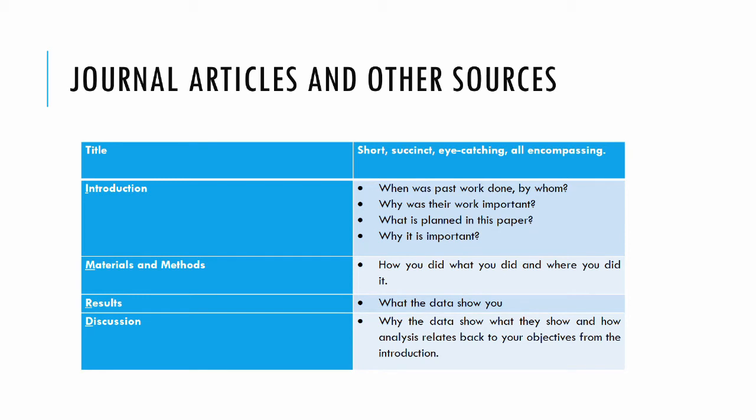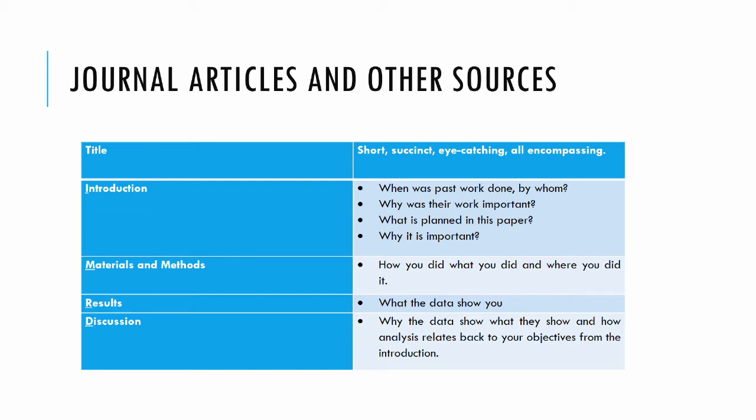So this goes back to that common IMRD format. There will obviously always be a title of a journal article, which will be short and succinct, and it should be eye-catching. This will immediately tell you whether or not you're interested in this article, so whether or not you wish to read it and potentially reference it in your work. The introduction will introduce any past work and who it was done by, and this will be in the form of a cross-reference. It will comment on their work and mention why it was important. It will also comment on what's planned in the article you're reading and why it's important in the context of the wider field.